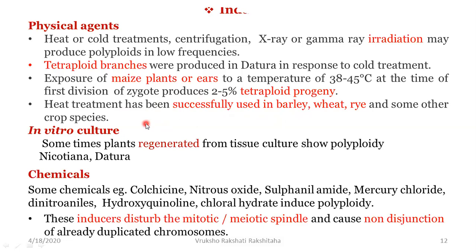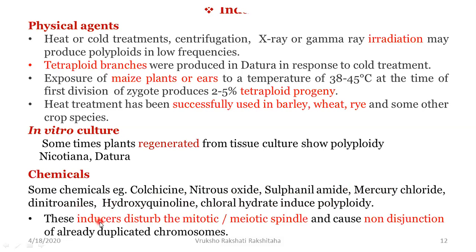Now, the other method of induced autopolyploidy is by in vitro culture. Sometimes certain plants, when regenerated from the callus produced by tissue culture technique, show autopolyploidy, for example, Nicotiana and Datura. Then there is the use of chemicals. Some chemicals, for example colchicine, nitrous oxide, sulfanilamide, mercuric chloride, dinitroanilines, hydroxyquinoline, and chloral hydrate, induce polyploidy. These are called inducers.